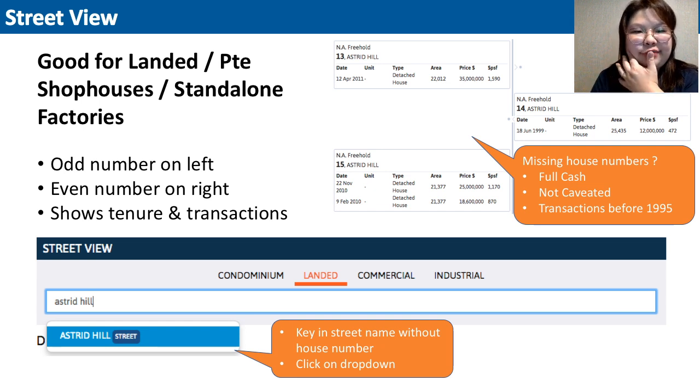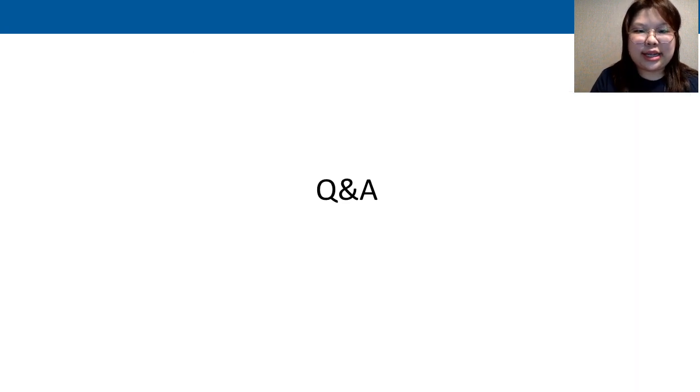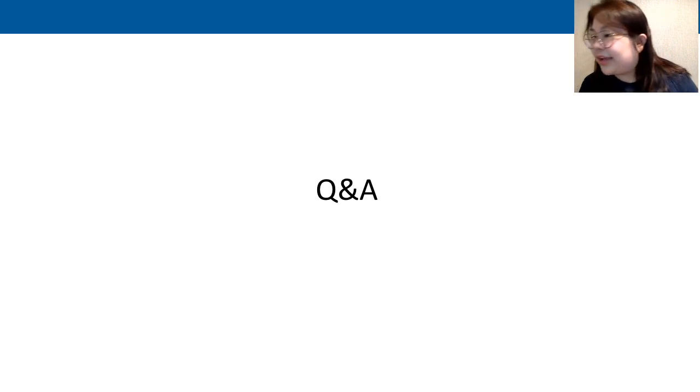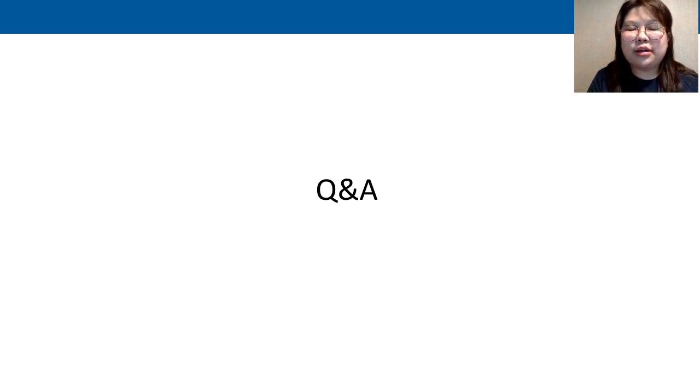Like I mentioned, Street View is for landed private, shop houses as well as standalone factories. The reasons for missing numbers are: full cash not caveated, or transactions before 1995. So these are the three things you can get. You need to take note of the odd and even numbers on the left and right, and what you can see are the tenures and the transactions. So Q&A, do we have any questions? Anyone need me to try out certain things?